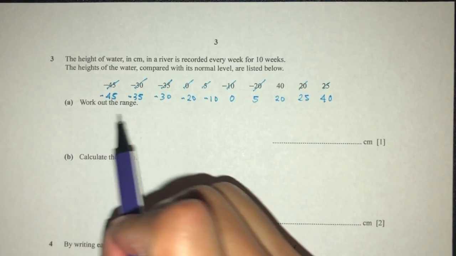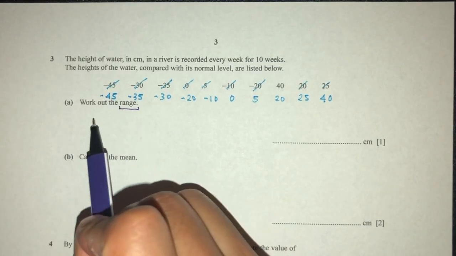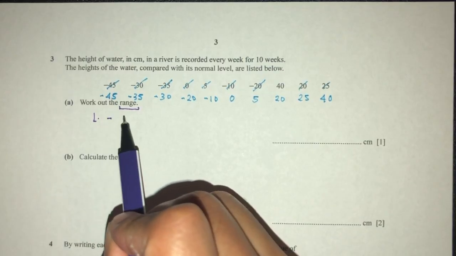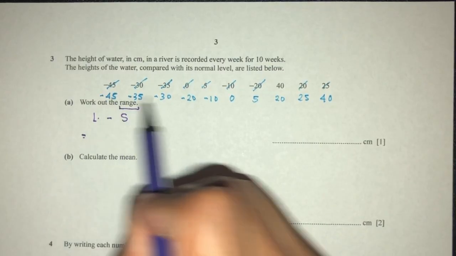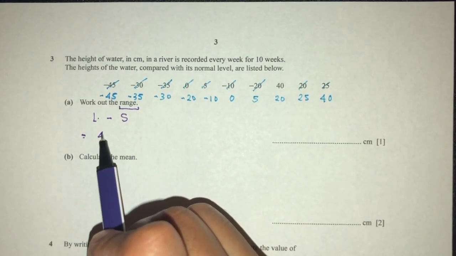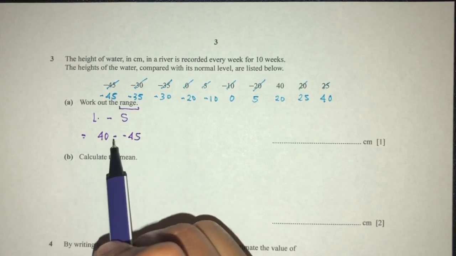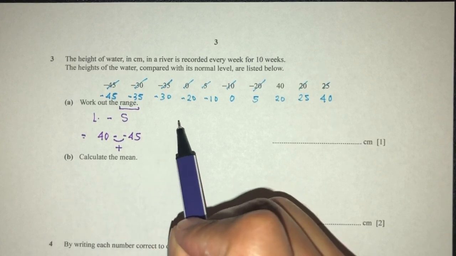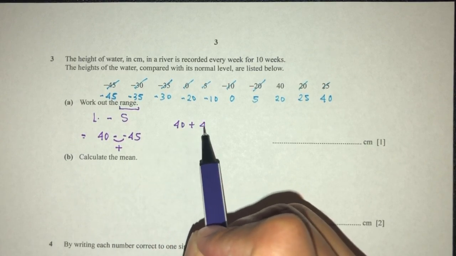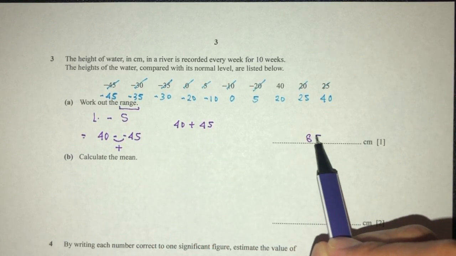Now part 1, we have to find the range. The range is defined by the largest number minus the smallest number. So now we know the largest number is 40, minus the smallest, which is minus 45. Minus minus becomes plus. So we have 40 plus 45, that will be 85.